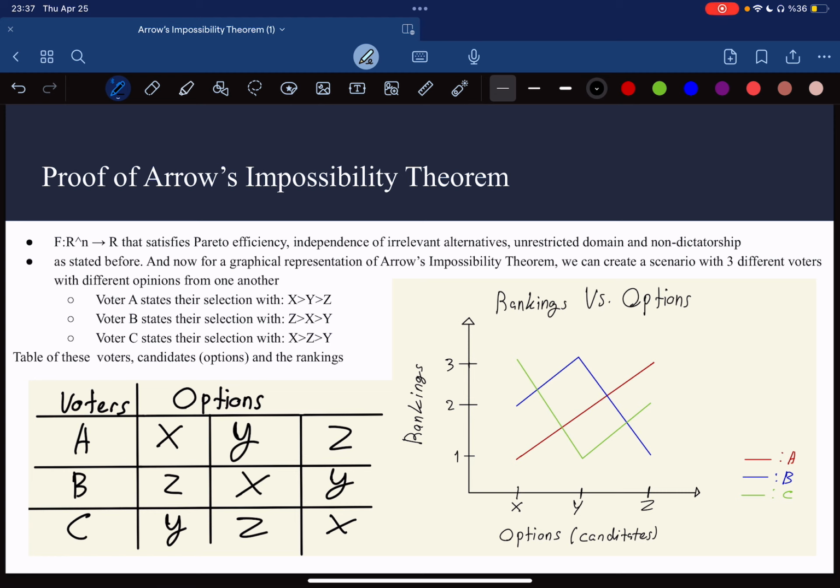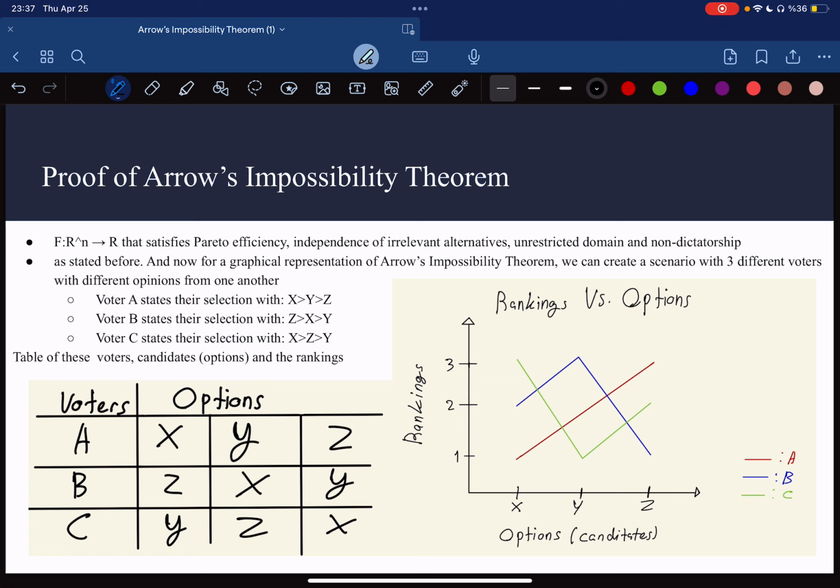As I did before, and now for a graphical representation of Arrow's impossibility theorem, we can create a scenario with three different voters with different opinions from one another. Voter A states their selection with X or Y over Z. Voter B states their selection with Z or X or Y. Voter C states their selection with X or Z or Y.